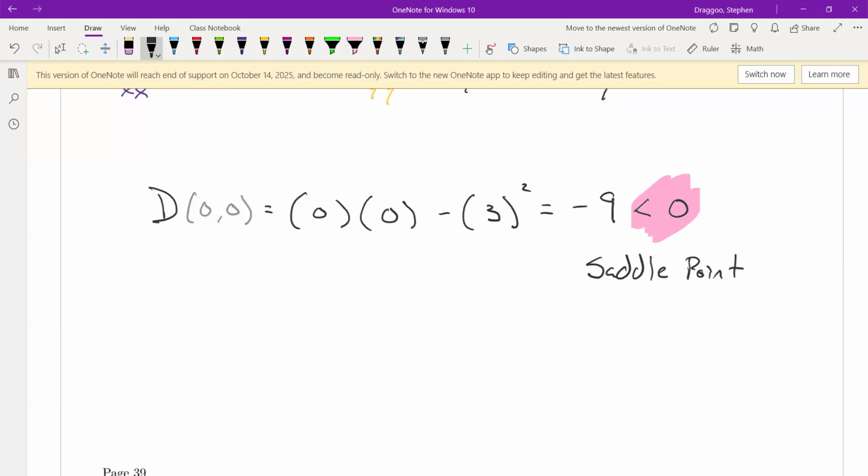Well, cool, nothing new there. Let's go look at this D value at the other critical point that we found, which was -1, -1. This time through, I'm going to get -6 times -6 minus still 3 squared. And this time I get something different. -6 times -6 would be 36 minus 9 is positive 27.